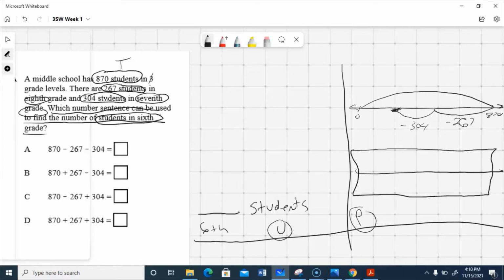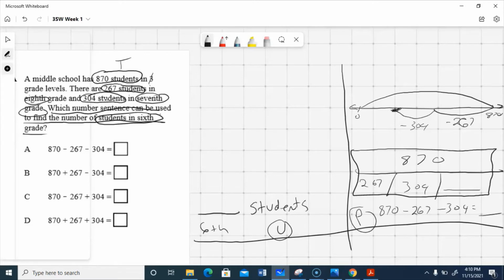Okay, the total amount of students, which is 870, would go on the top of my part whole model. Okay, and there's 3 grade levels. I know the amount that are in the 8th grade, we'll put them right here, is 267. The number in the 7th grade is 304. That means the rest of the students right here would be in the 6th grade. So the number sentence that I would use to solve this is the total, which is 870, and I take away the 8th graders, which is 267, and I take away the 7th graders, which is 304, and whatever's left over is going to be my 6th graders.